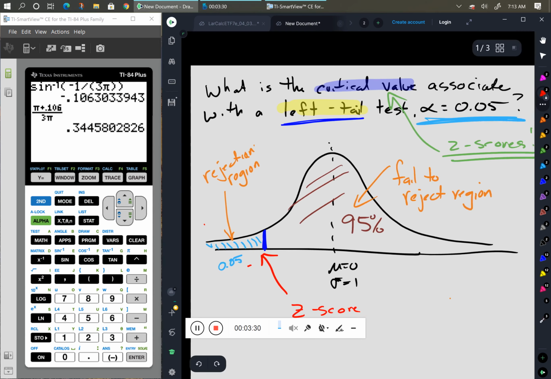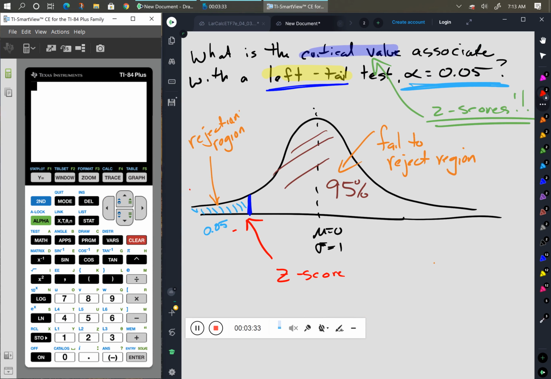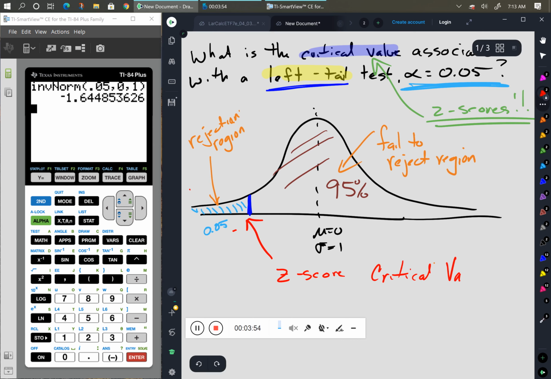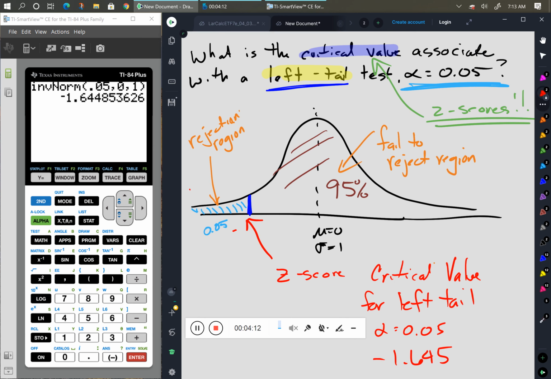Okay, so I got the screen set up now. So I am going to find that left tail. So like I've done before, I'm going to go to my distribution menu, and I'm going to use option number 3, inverse normal. Inverse normal, this is a left tail. I just want that 0.05. My mu is 0, my standard deviation is 1. I paste that back in, and I get that the z-score is negative 1.645, or that my critical value for a left tail alpha 0.05 is negative 1.645.